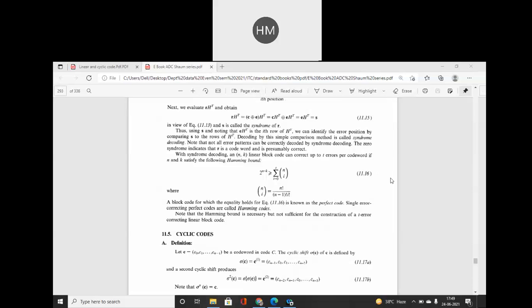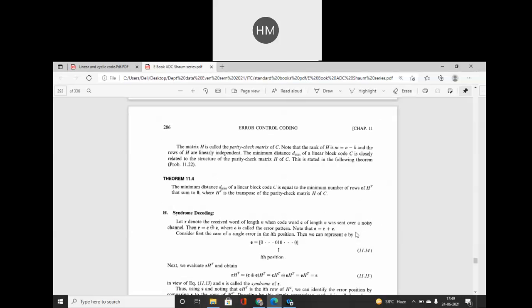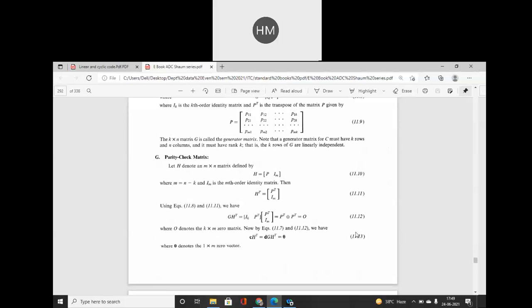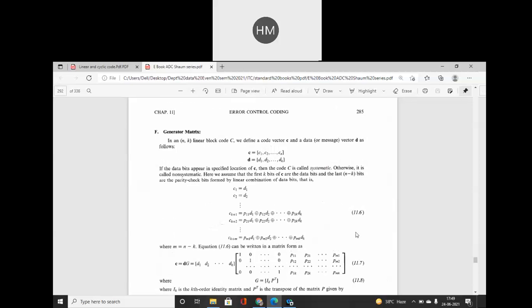Hamming Kraft inequality we have written. S equal to RH transpose, that day we have completed. What is syndrome, we have completed. Generally these Hamming codes are perfect for single error correction. Single error correction can be done very easily by using linear block codes. Linear block codes are a type of Hamming codes.